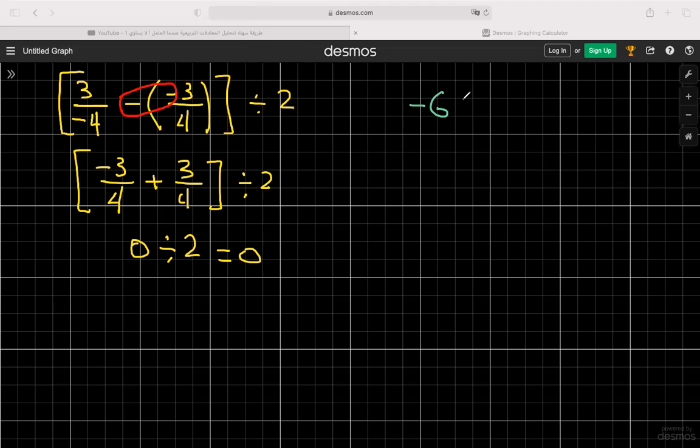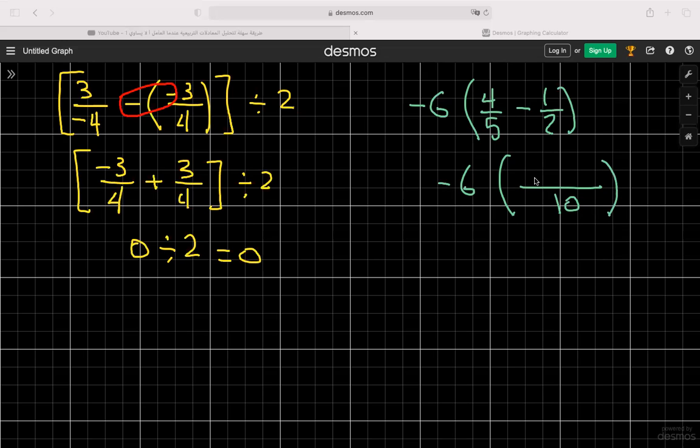-6 brackets 4 over 5 minus 1/2. Close the bracket. So here, you gotta do the brackets first. Common denominator here is 10. 10 divided by 5 is 2.